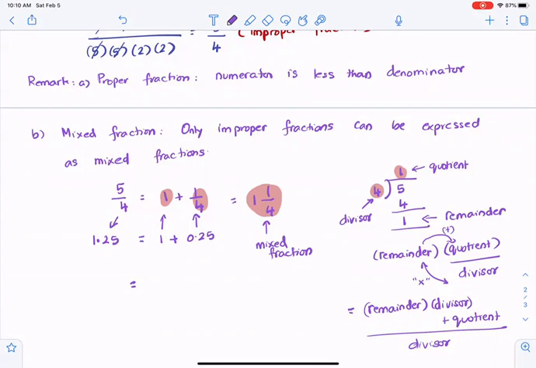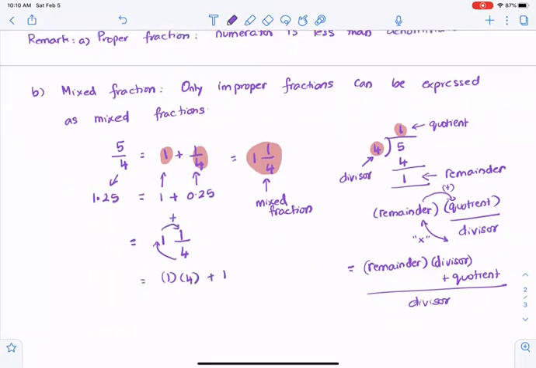So to go back to 5 over 4, first, I have to multiply 4 and 1, add the remainder to the resulting answer, and divide by 4. Plus 1 over 4. We end up getting 5 over 4.